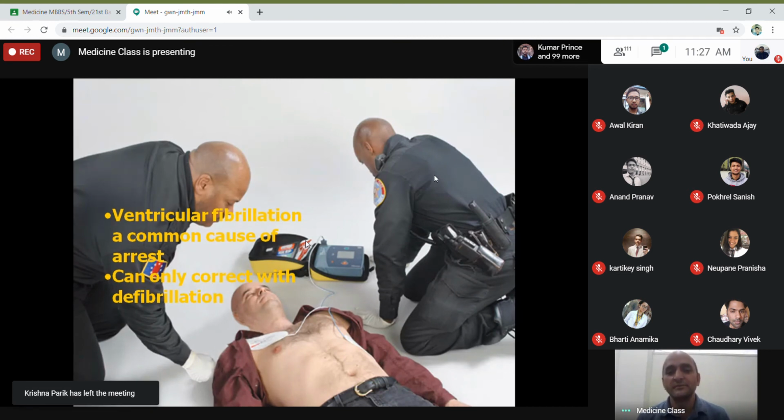Then to give a big source and to save them. No, it's like Piazza right now. It's just 2.5 kg, and it's very portable, and you can take it everywhere right now. Ventricular fibrillation is a common cause of the arrest, so you can correct it with the defibrillators here.